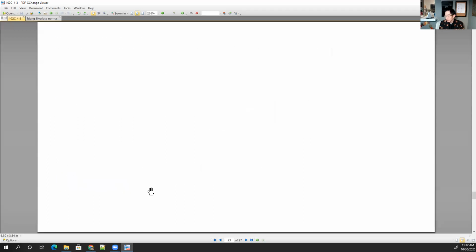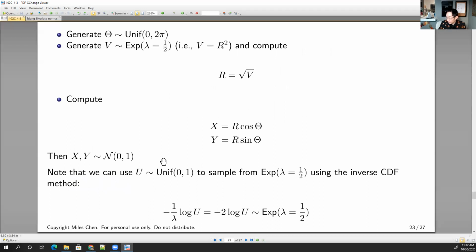Is that all right? Okay, so with that, we can generate random uniform values and random normal values. We're going to start off by generating theta from a uniform distribution on 0 to 2 pi. And then we would generate v from an exponential distribution with lambda equal to 1/2.